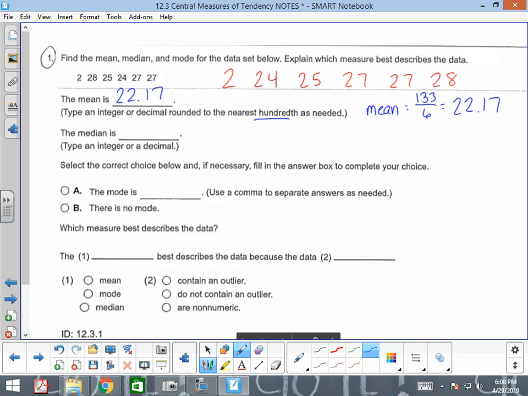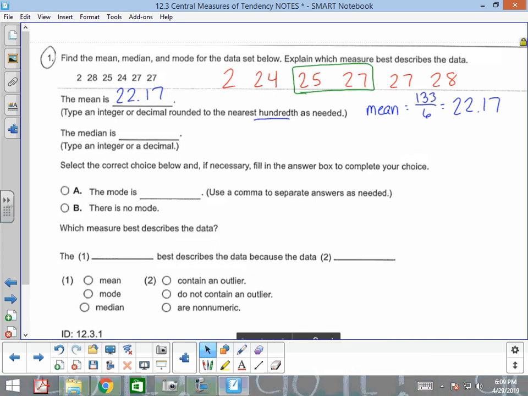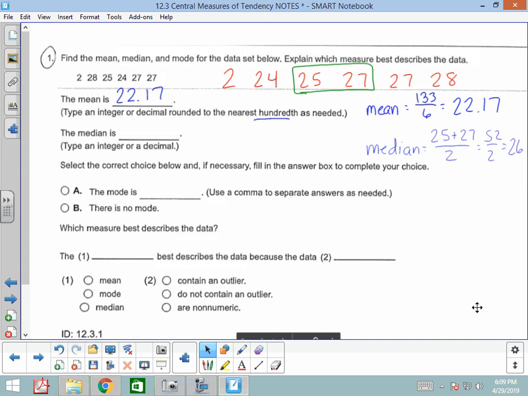All right, the median. So since there's 6 numbers, that means there are 2 numbers in the middle. The 2 numbers in the middle are 25 and 27. So we're going to add 25 plus 27 and divide by 2. And so the median is 26.